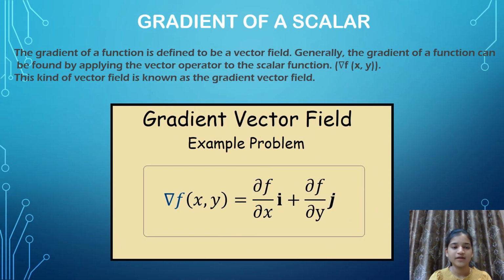The gradient of a function is defined to be a vector field. Generally, the gradient of a function can be found by applying the vector operator to the scalar function, as delta f of x comma y. This kind of vector field is known as a gradient vector field. Here is our example problem, where we write delta f of x comma y equals dou f by dou x I plus dou f by dou y J. We write as many terms as we have I, J, K components.